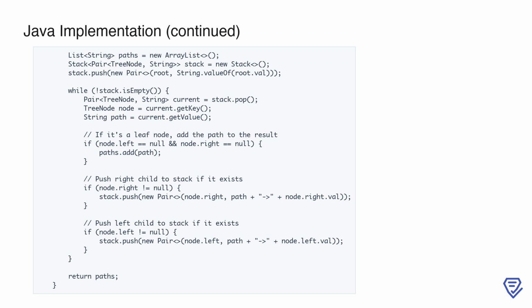If the current node is a leaf, meaning both its left and right children are null, we add the current path to the paths list. Otherwise, we check for the existence of the right and left children. If they exist, we push them onto the stack along with the updated path string, appending the child node's value to the current path. This ensures that paths are built incrementally as we traverse the tree.